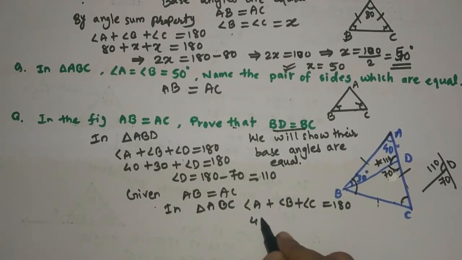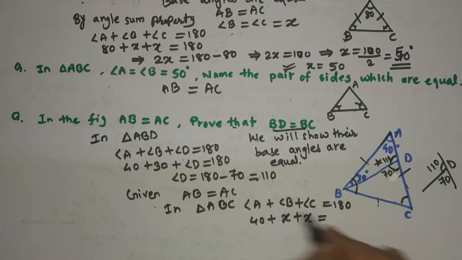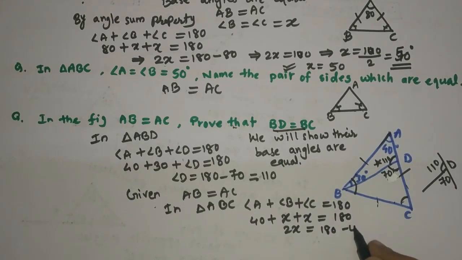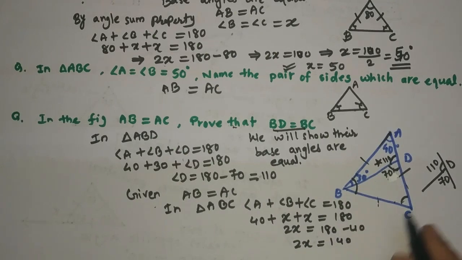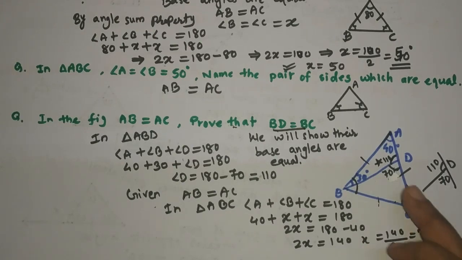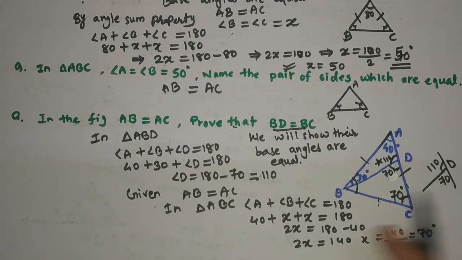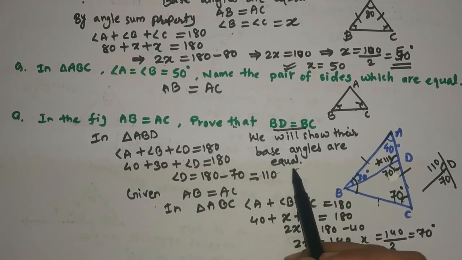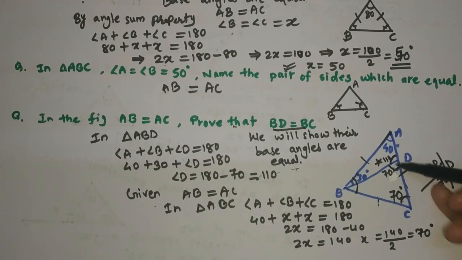Then angle A is what? 40 degrees. To this we consider x and x. Why? Because it is given. So 2x is equal to 180 minus 40, which is 140. So x is equal to 140 by 2, which gives us 70 degrees. So angle C came 70 degrees. Means our aim has been proved. We had to show their base angles are equal, and we have come to their base angles being equal.